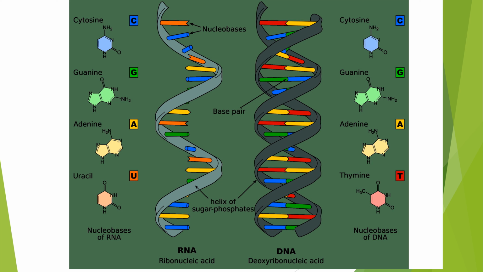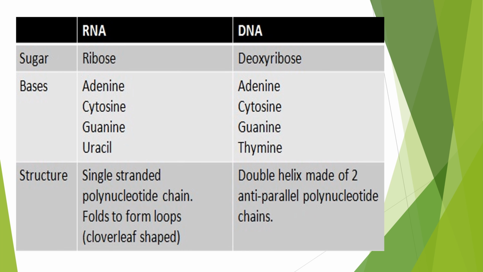DNA is a double helix model. It has two strands, whereas RNA has a single strand. Now let's see what are the basic differences between RNA and DNA. The sugar in RNA is ribose sugar, whereas the sugar in DNA is deoxyribose sugar.